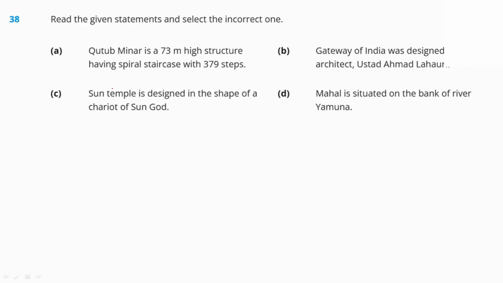Next. Read the given statements and select the correct option. Qutub Minar is a 73-meter high structure having a spiral staircase with 379 steps. Okay, so this is correct. Gateway of India was designed by Persian architect Ustad Ahmad Lahori. No, this is the incorrect option. So option number B is our answer.